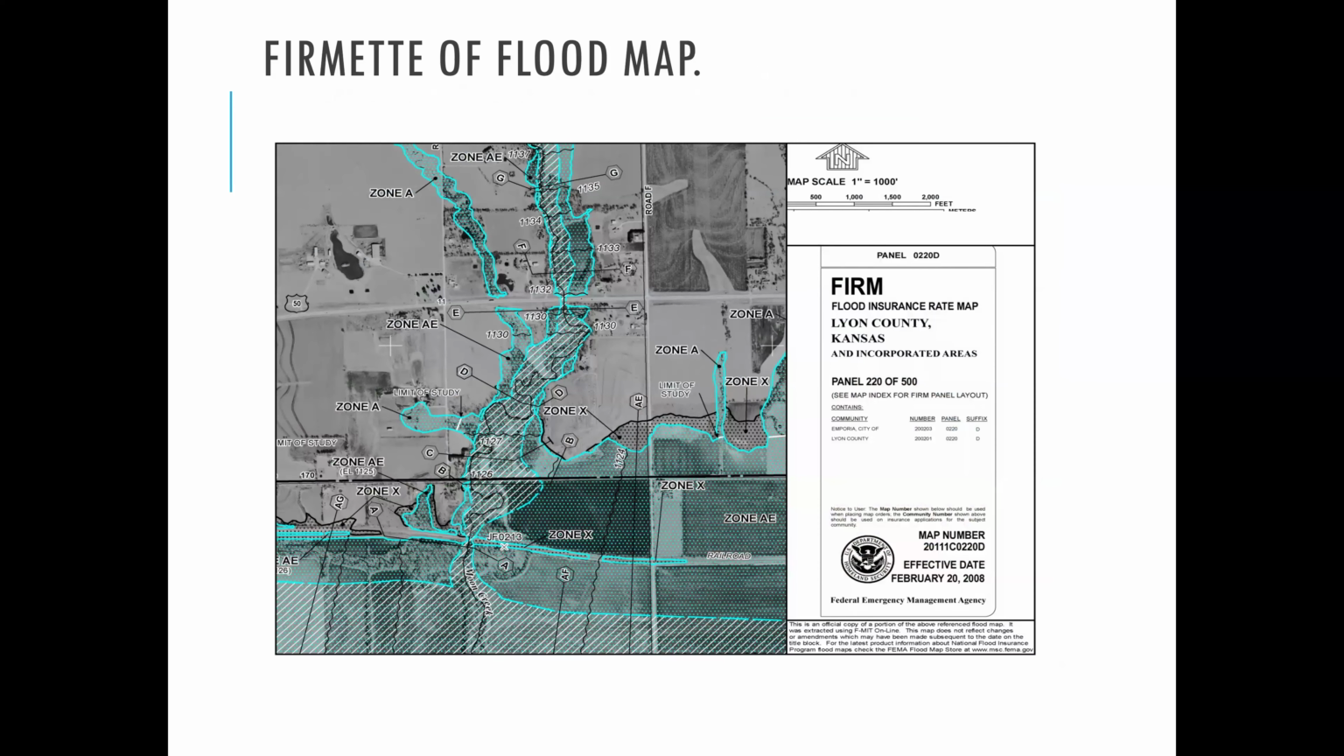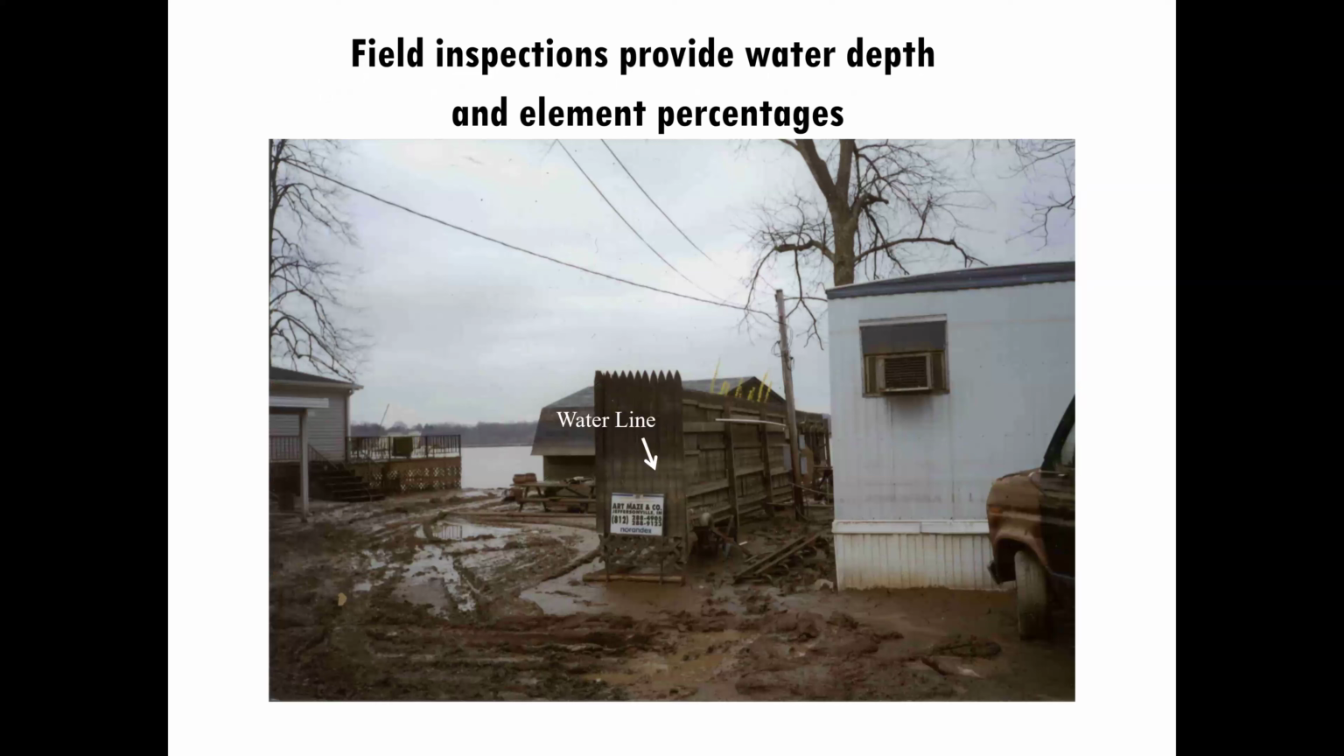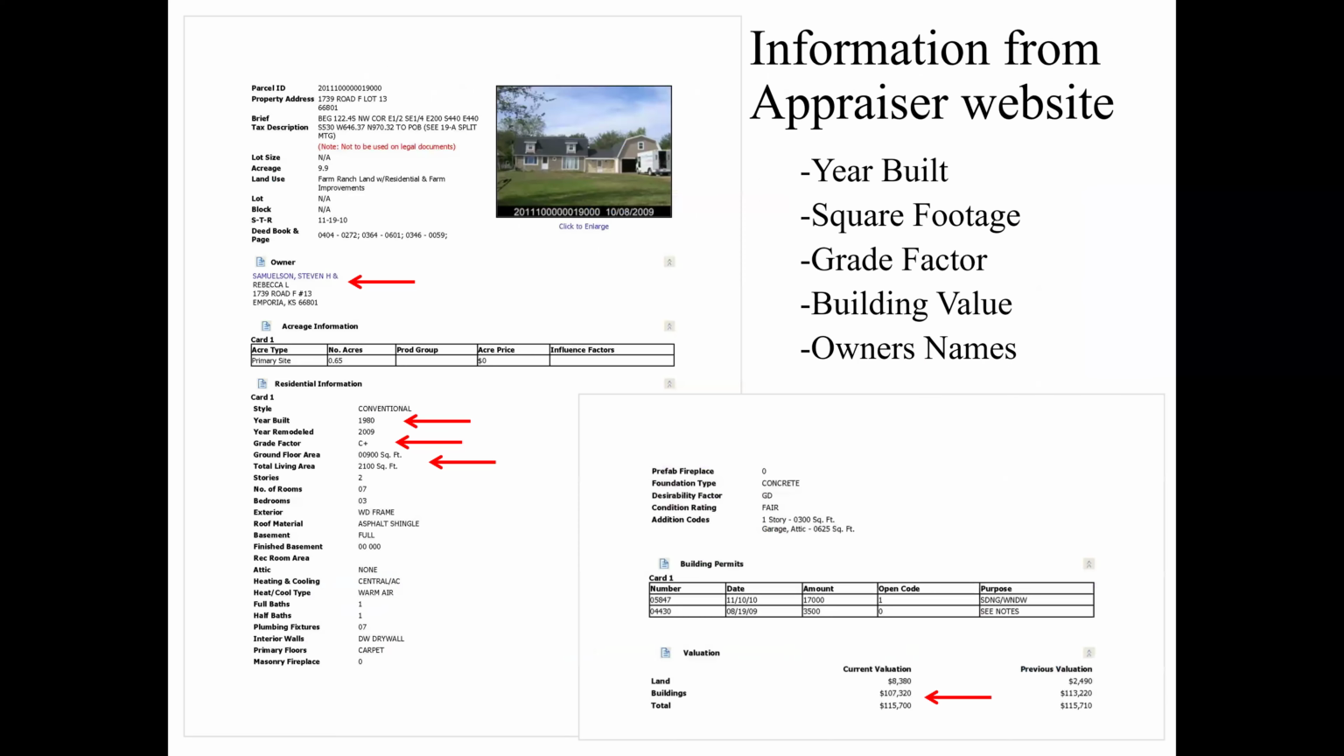You want to have the flood map. So formats are going to come in handy. The lat and long from the GIS department, or the GIS units that you're using. Definitely take pictures of the high water lines. Yeah, that's useful information to have, and it can help you estimate the amount of damage, looking at how deeply that structure was inundated.